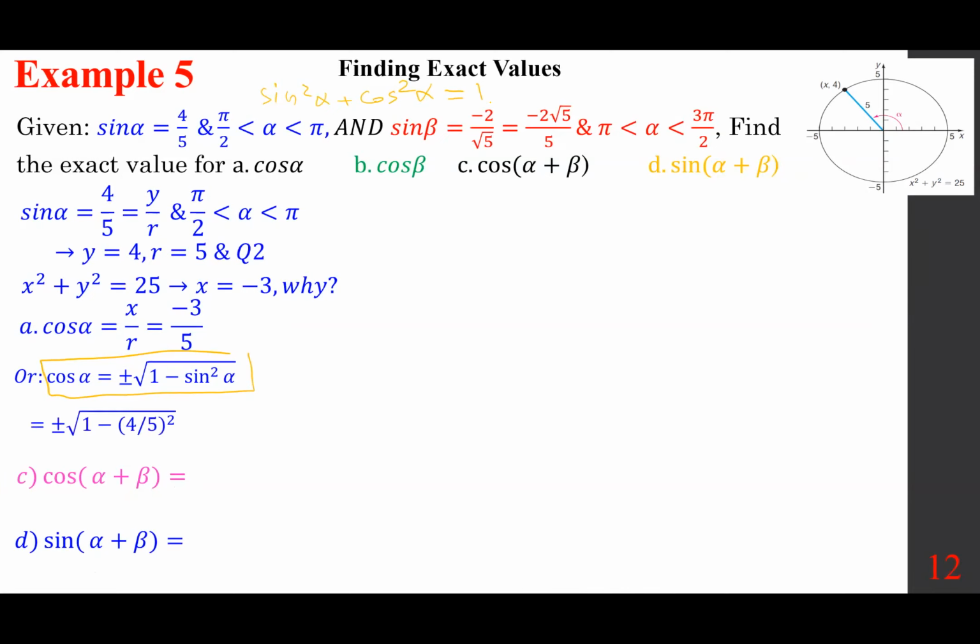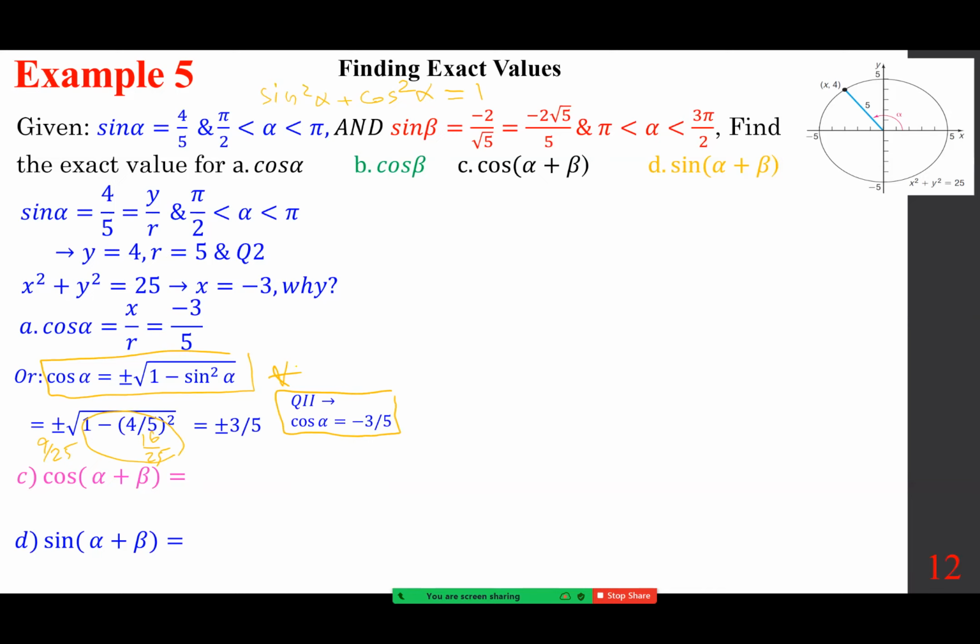First of all, when you put 4/5 and you square it, you get 16/25. And 1 minus that is 9/25. So it's plus minus 3/5. And in the second quadrant, we take the negative, and we are done with this part. Let's go calculate cosine of beta.